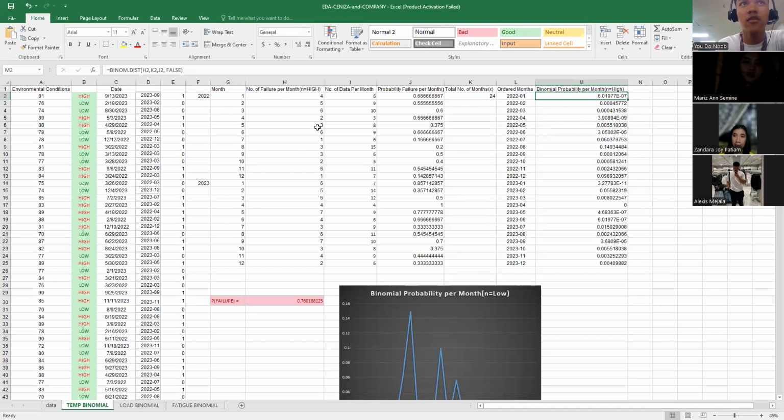Now for the rest of the months, we do the same calculations. So for here, we just divide 5 by 9 and we get this answer. And by that probability, we're able to get the probability per month.